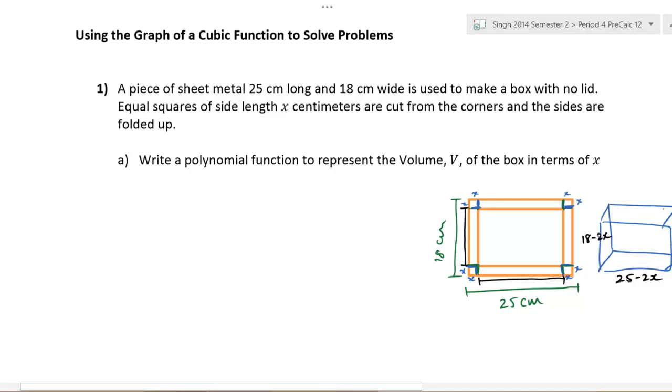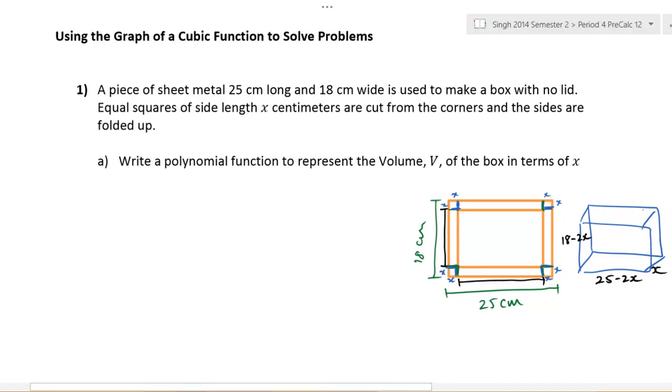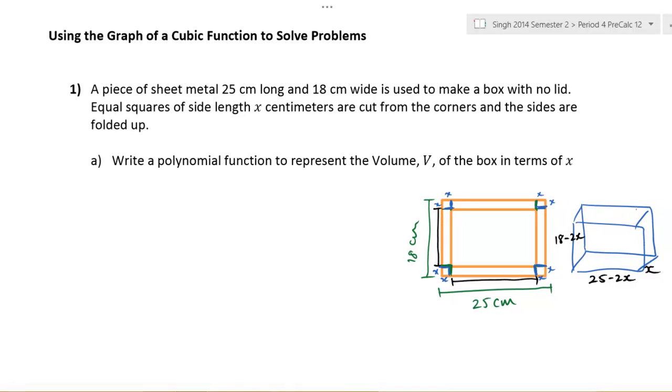So that's the new length, that's the new width. One of the other aspects we get when we fold it up, we're now going to have a height or a depth, and that depth is going to be x centimeters, because that's the part that's folded in, and that's going to have a length of x. So that's the 3D shape that we get.